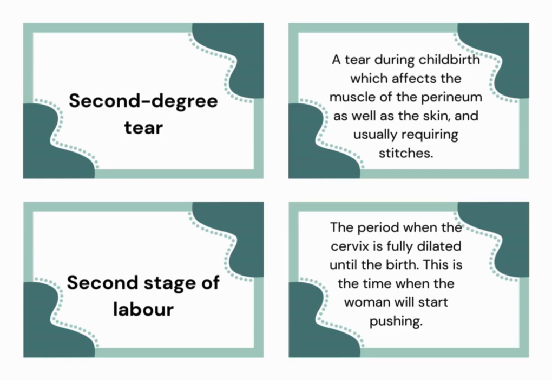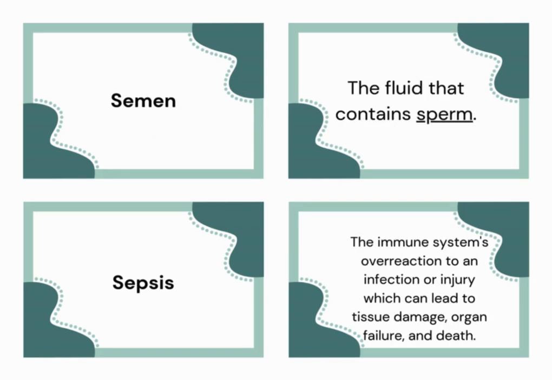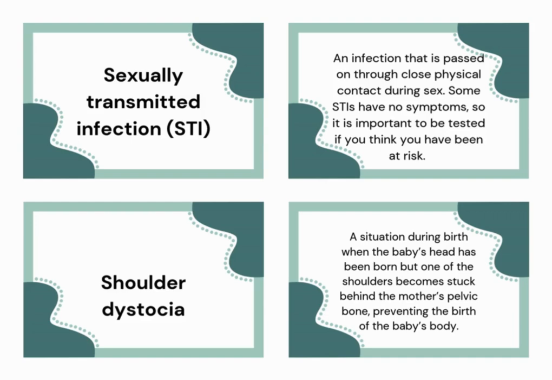Second stage of labor, the period when the cervix is fully dilated until the birth. This is the time when the woman will start pushing. Semen, the fluid that contains sperm. Sepsis, the immune system's overreaction to an infection or injury, which can lead to tissue damage, organ failure, and death. Sexually transmitted infection, STI, an infection that is passed on through close physical contact during sex.